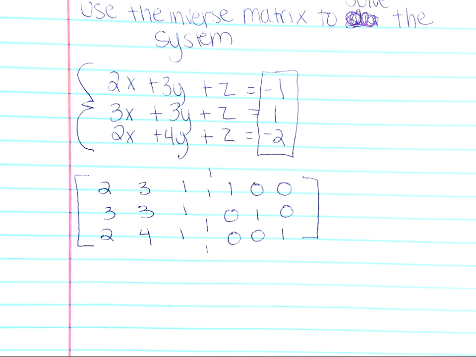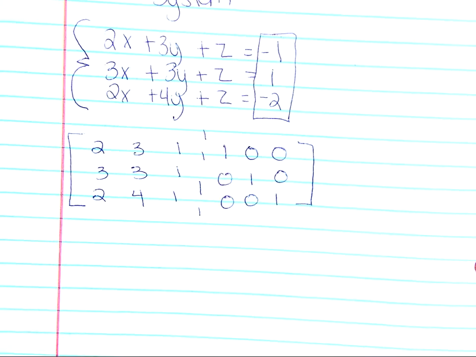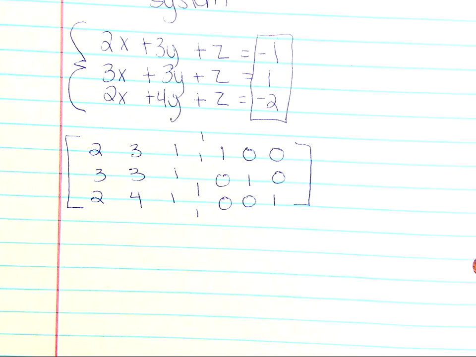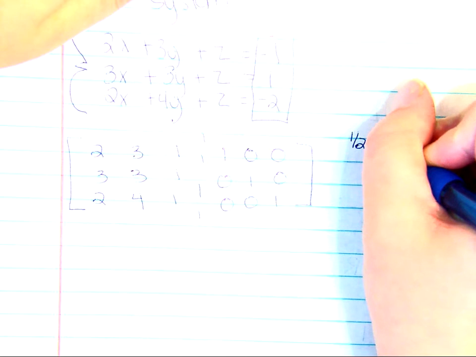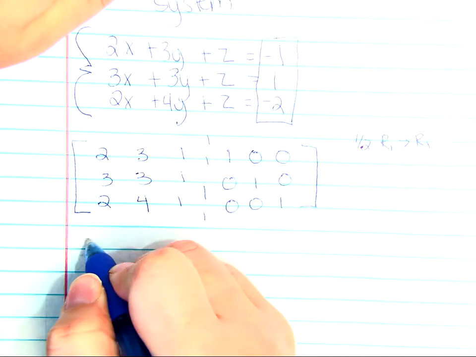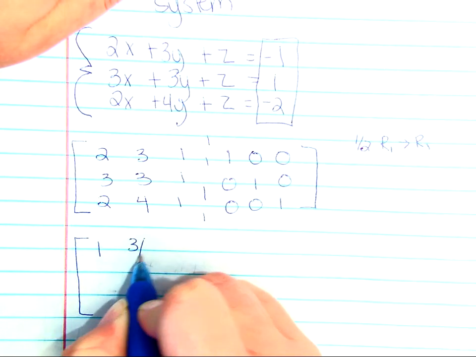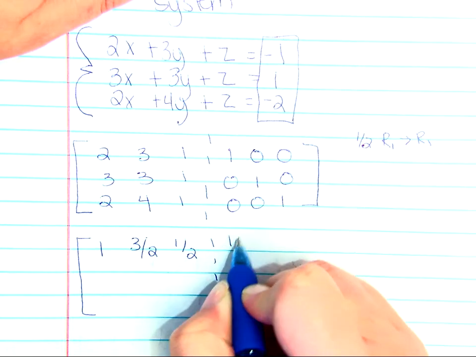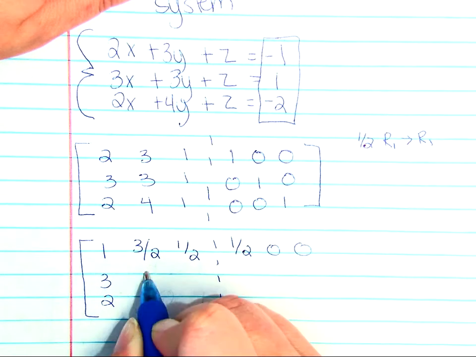Okay, so we're going to start with our row operations. And I want to always start by getting a 1 here. So the first thing I'm going to do is 1/2 row 1, and that's going to become my new row 1. One, 3/2, 1/2, 1/2, 0, 0. And then nothing else changed.